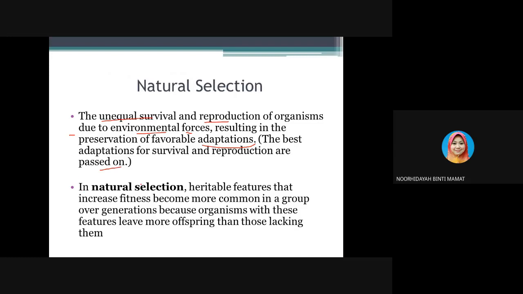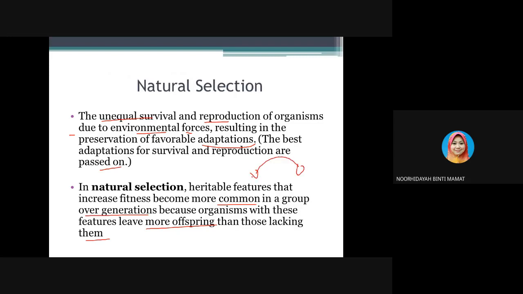Okay, so in natural selection, the heritable features that increase the fitness become more common in a group over generations, because the organisms with these features leave more offspring than those lacking them. Okay, so it is a fact that the heritable variation in the gene or the adaptiveness actually can be more common in a group, from generation to generation.